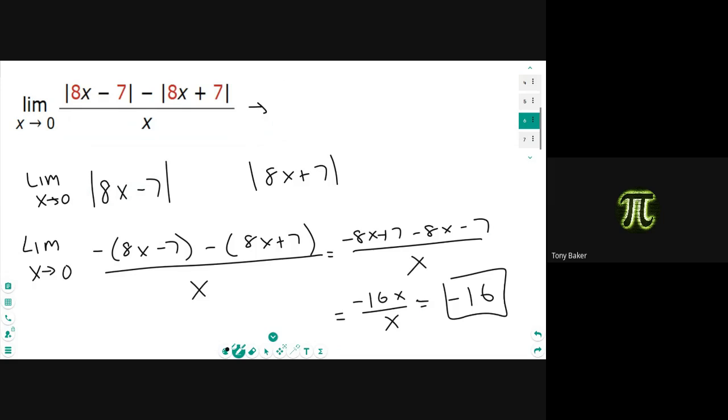So that's why I had to get rid of the absolute value, because I can't work with an absolute value. An absolute value is in essence a piecewise function. It has those two different directions depending on what the domain is.